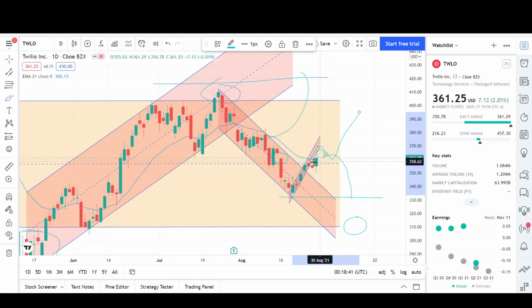But right now it looks like kind of a trap for a long. Looks like they're about to stop this guy out, and it looks like the next bar that's going to form is going to be a red candle. We just have to wait and see. It's already Friday, so we have to wait till Monday.